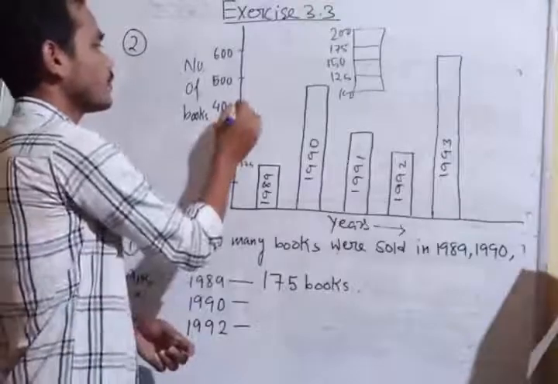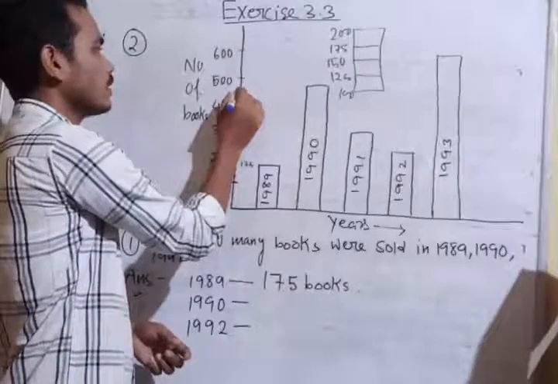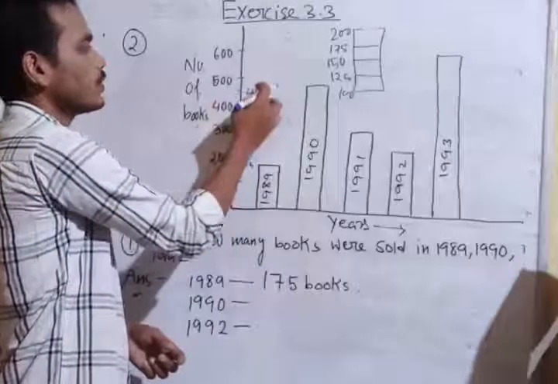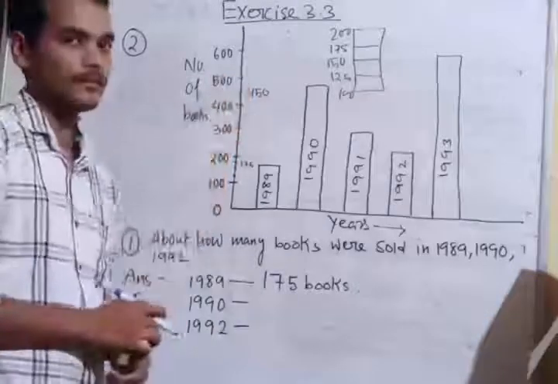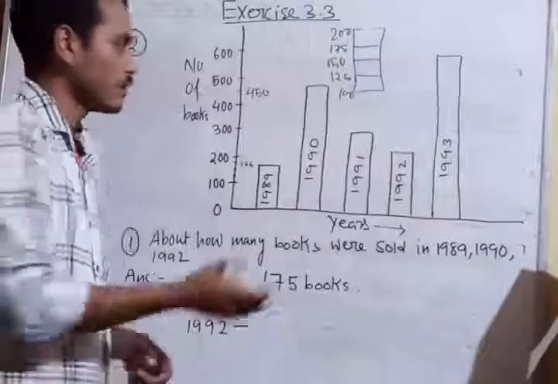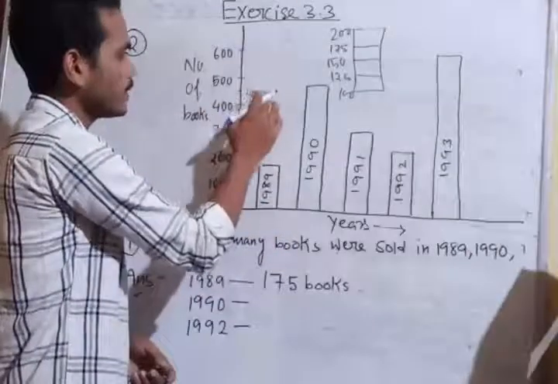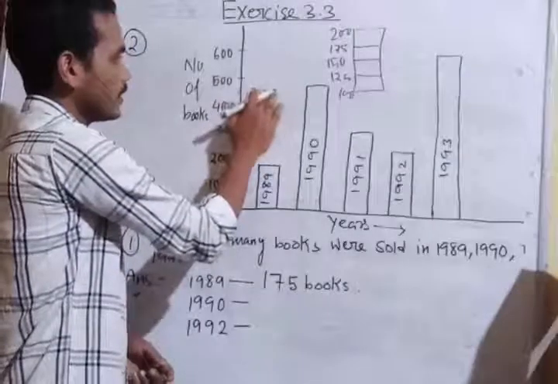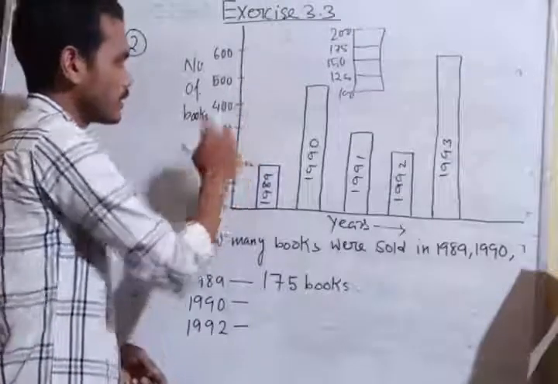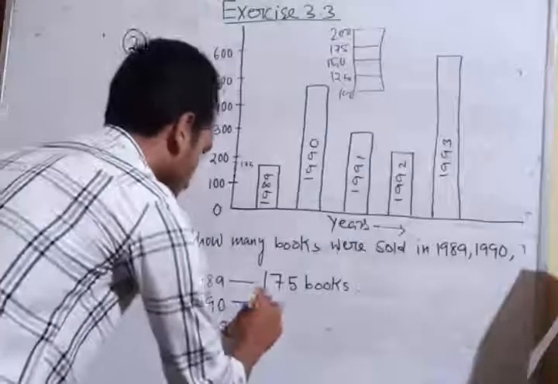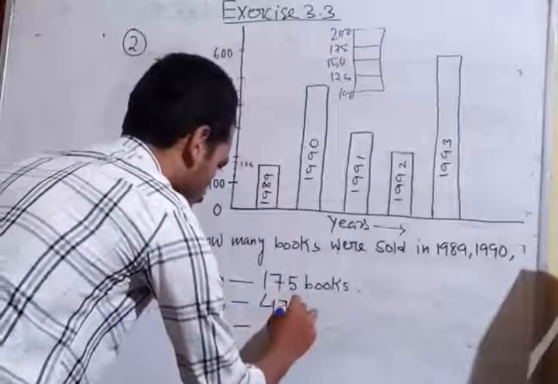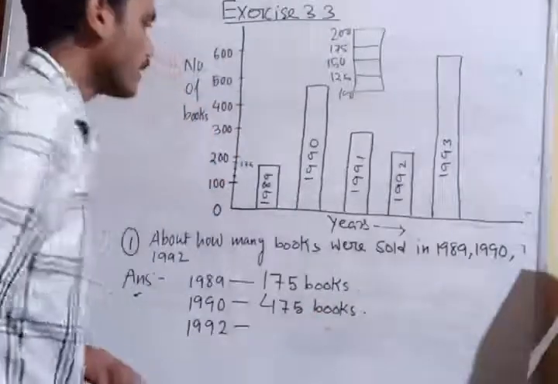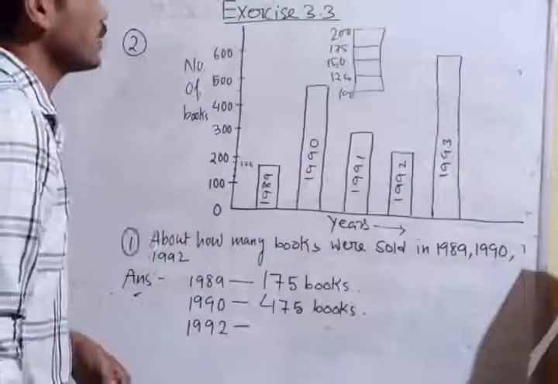If you see, this is your 400. In between this will be your 450. But you can see this is more than 450 but less than 500. Means another 25 is there. So this will be again 475. If you join this, it will be more than 450. Means you have to say this is 475 books. Now the last one is 1992.